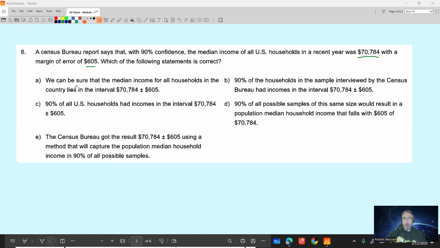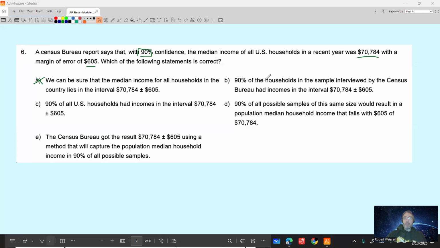Letter A, we can be sure that the median income for all households in the country lies in the interval $70,784 plus or minus $605. Well, we can't be sure of that. We can be like 90% confident. So unfortunately, that's not it.